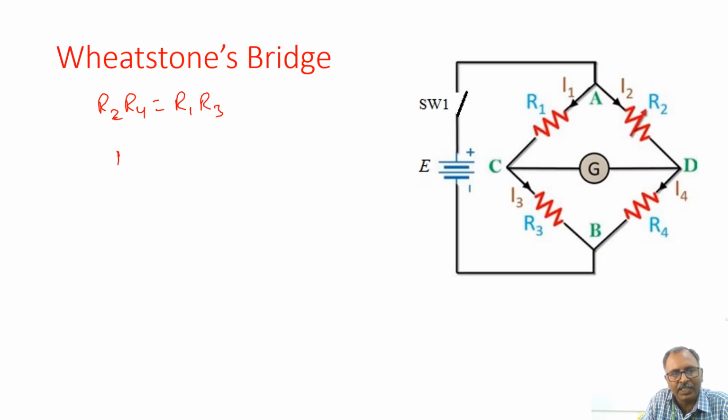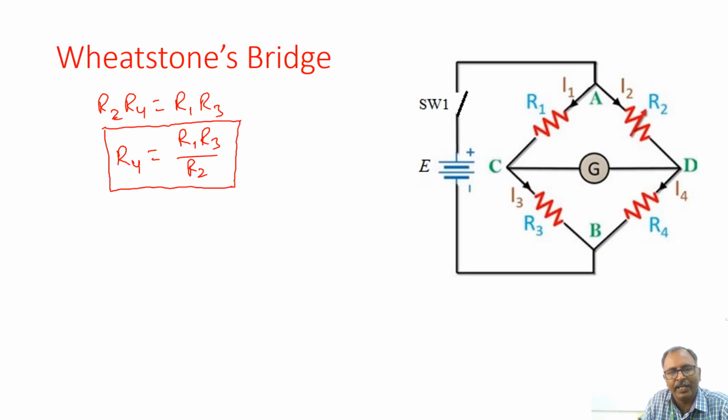Now from this equation, R4 is equal to R1 R3 by R2. This is the condition for bridge balance. Whenever the bridge is balanced, then R4 is given by R1 R3 by R2. So this bridge is used for measurement of unknown resistance.